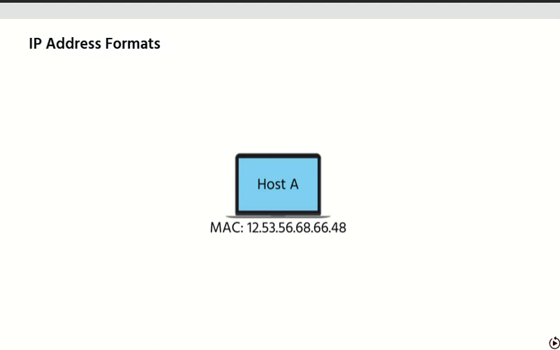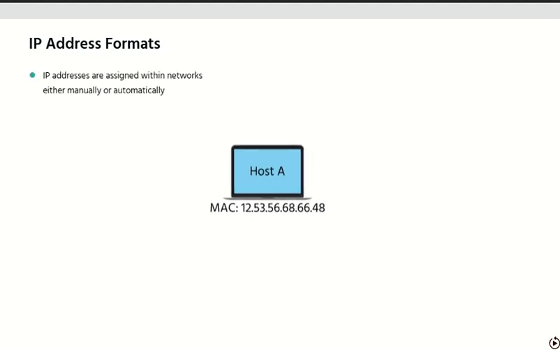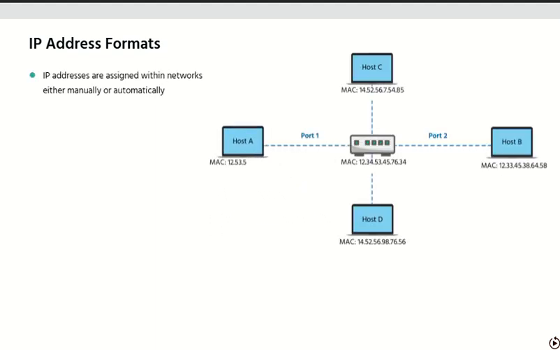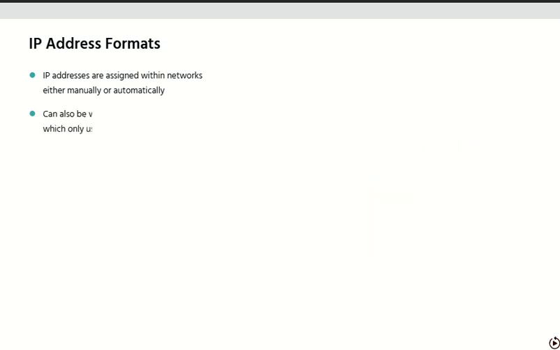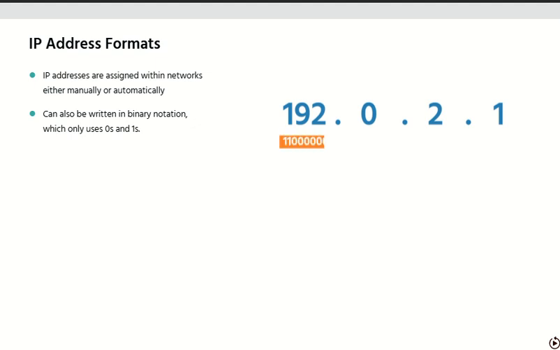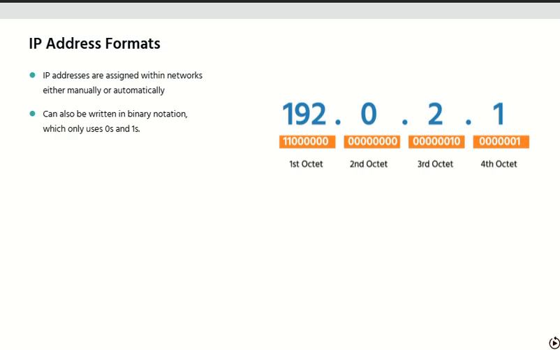Unlike MAC addresses, which are given to the network hardware by the manufacturer, IP addresses are assigned within networks either manually or automatically. In addition to decimal dot notation, IP addresses can also be written in binary notation, which only uses zeros and ones. The binary notation has a series of 8 zeros or ones, referred to as octets, used to represent each of the dot-separated decimal equivalents.